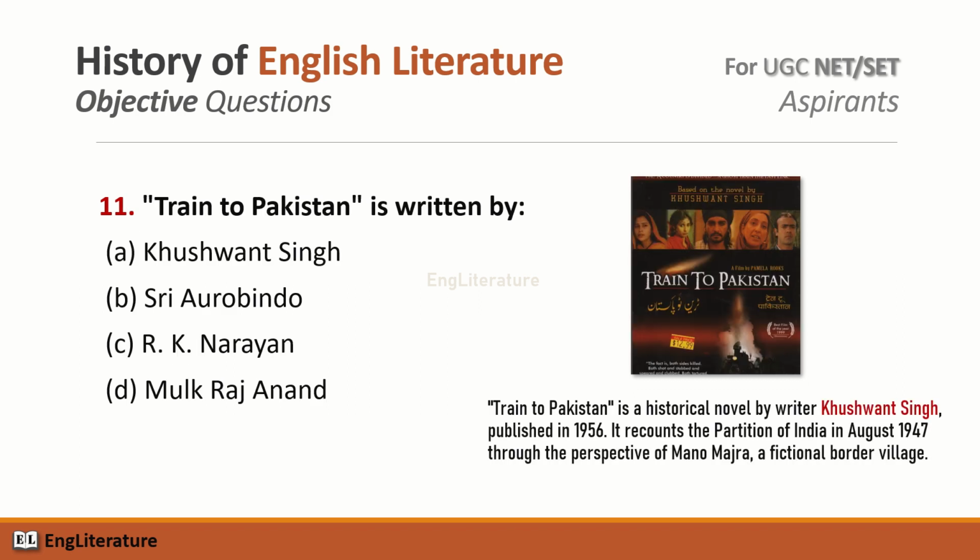Train to Pakistan is written by... Train to Pakistan is a historical novel by writer Khushwant Singh, published in 1956. It recounts the partition of India in August 1947 through the perspective of Mano Majra, a fictional border village. Here the right choice is number A. Train to Pakistan is written by Khushwant Singh.